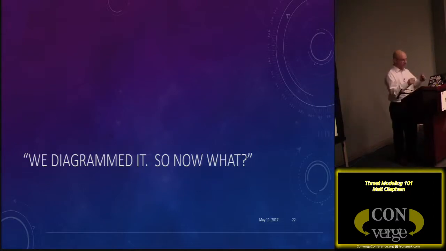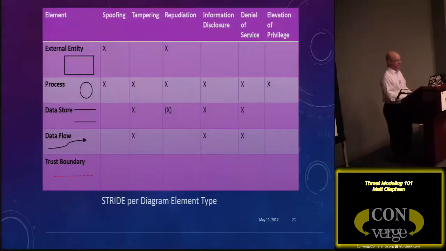Well, great, you put a diagram together. Let's figure out what those threats are going to be. And so for each of those object types, we can look at the high-level technical types of threats. So for that external entity, we have to worry about spoofing or repudiation. For the process, we've got to worry about pretty much everything. For data stores, we need to do something like looking at how it might be tampered. Data flows have the same kinds of risks as a data store.